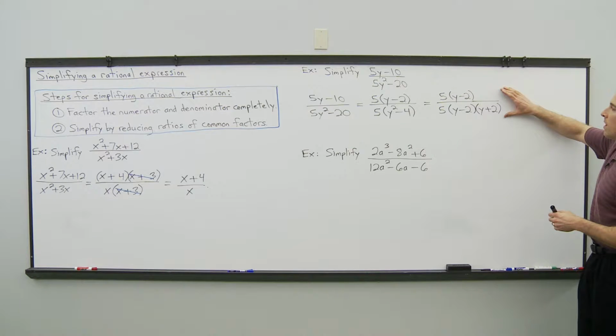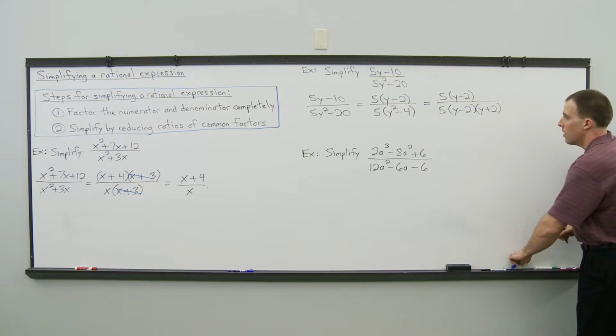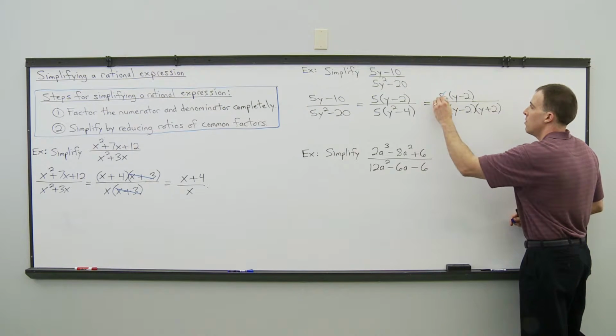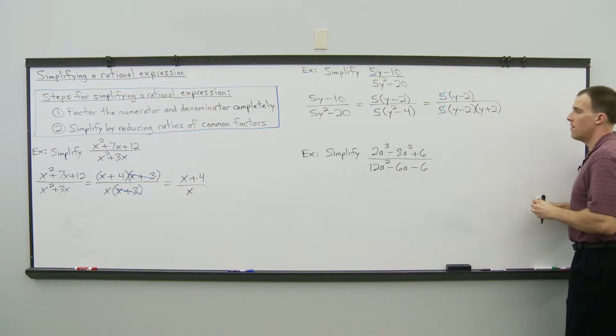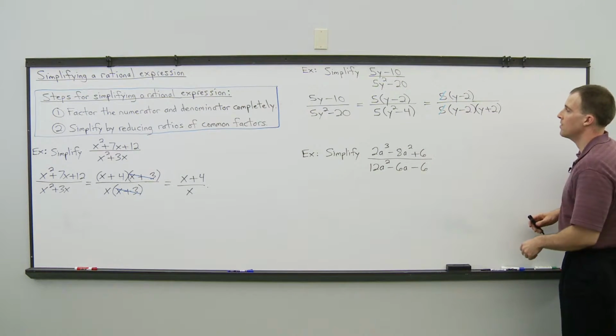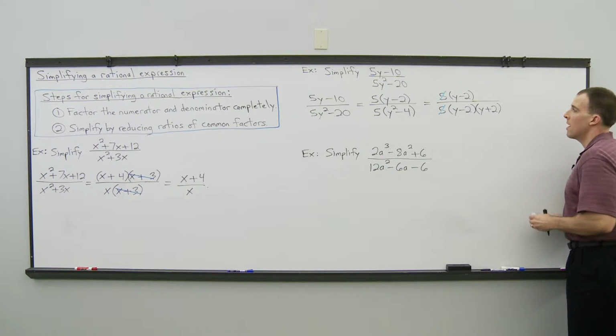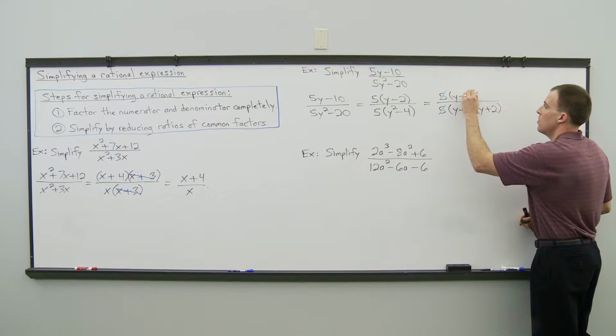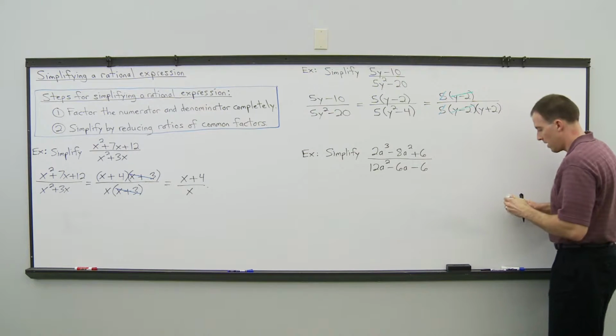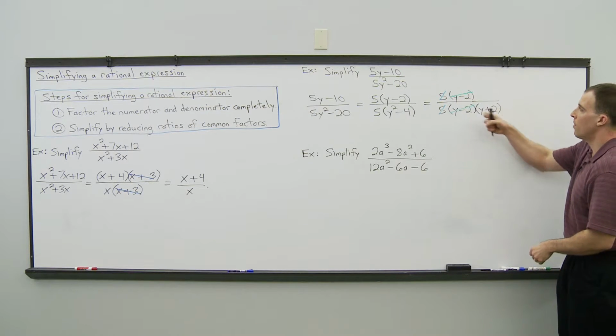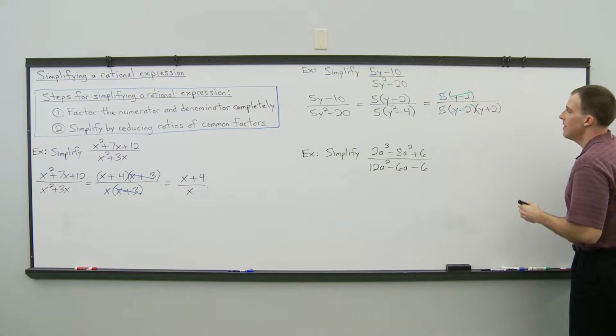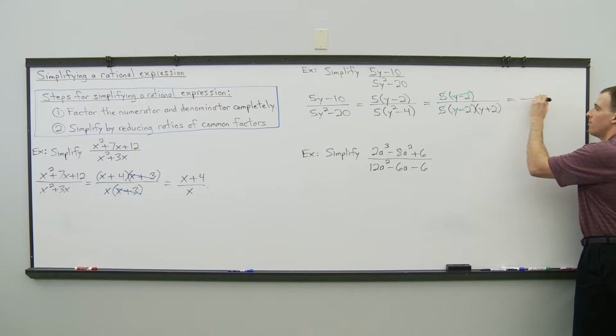Everything has been completely factored, so what we need to do is just look for common factors that we can reduce. I see a common factor of 5 in the numerator and denominator that we can reduce there. 5 divided by 5 is 1, so we can cancel out the 5's. And I also see a common factor of y minus 2 in the numerator and denominator. So we can cancel those out. Y minus 2 divided by y minus 2 is also 1. So that leaves us with, in the denominator, y plus 2.